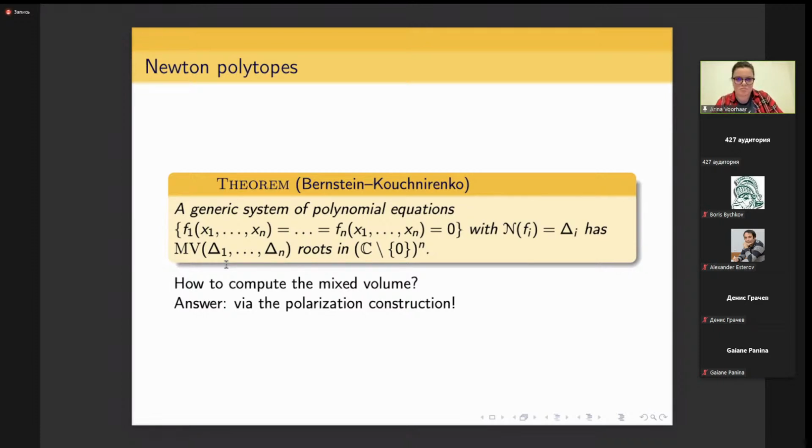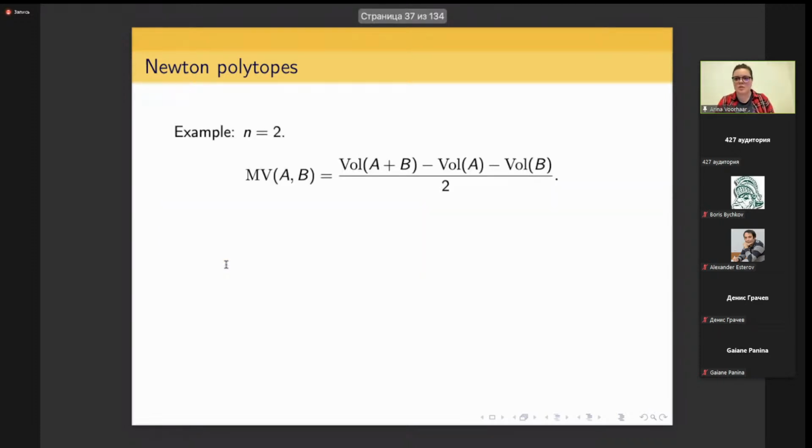So in case of n equal to 2, we are producing a bilinear form from the corresponding quadratic form, which is the volume. And the mixed volume, in case of n equal to 2, that means mixed area, can be computed by this nice formula. The mixed area of two bodies is the volume of their Minkowski sum minus the volumes of each of those bodies, over 2.